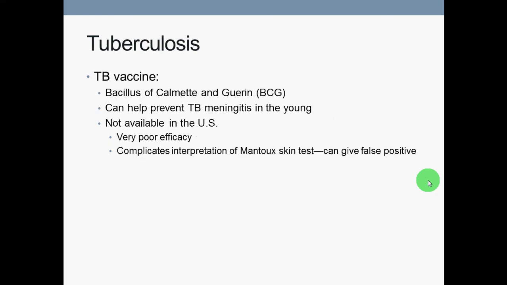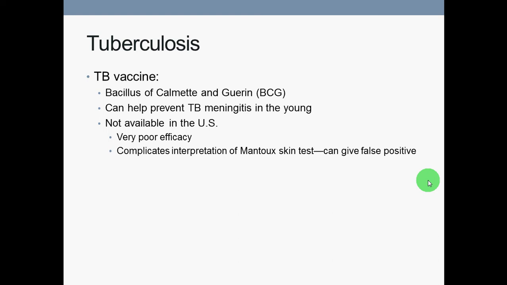There is currently a vaccine available against TB, and this is called the BCG vaccine, Bacillus Calmette-Guérin. We do not use it in the United States, but the countries that do use it have a higher incidence, they have more TB than we do. And it's extremely dangerous for young children to get TB, so they'll use this vaccine just to vaccinate really young children to help prevent them from getting meningitis.